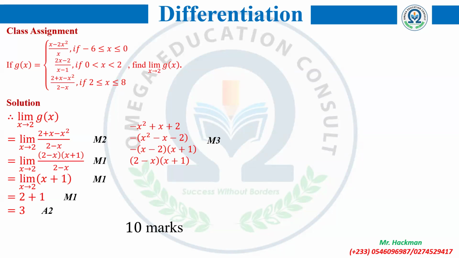Today's lesson is going to be a very short one. We have a simple task. We are going to look at the solution to the assignment that was given on limits concerning functions in part. And the assignment is exactly what you have on your screens. We're given g of x equal to these three functions with the stated domains, and we're asked to find the limit as x approaches 2 of g of x.